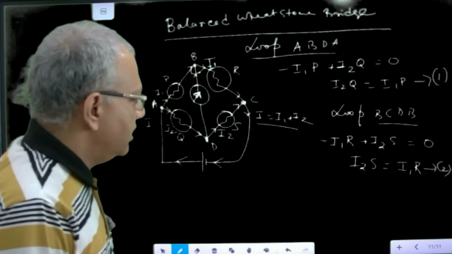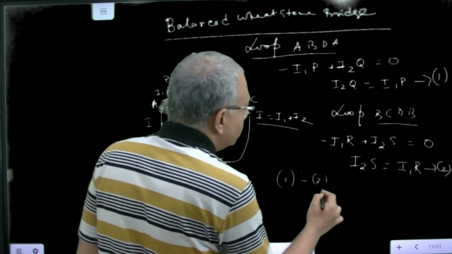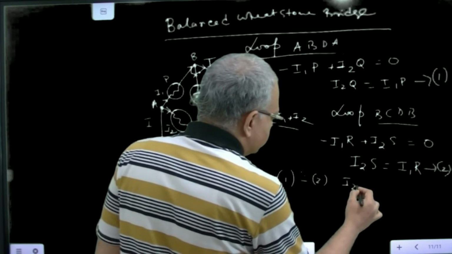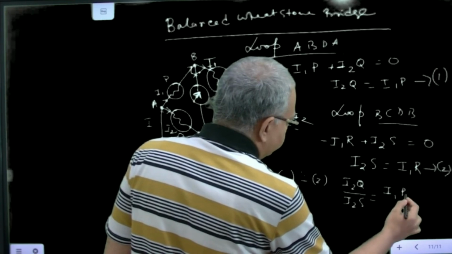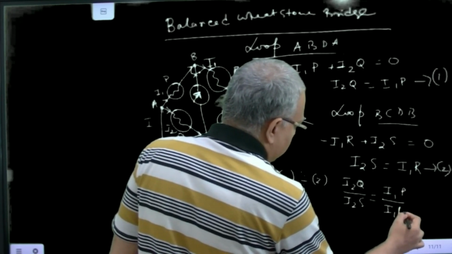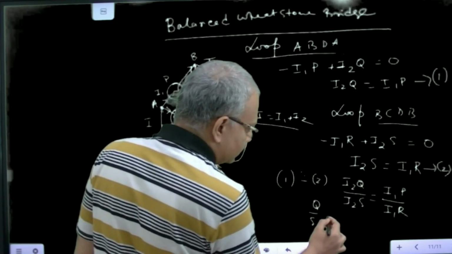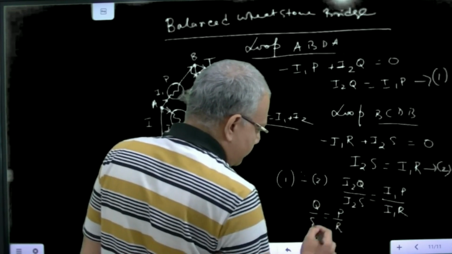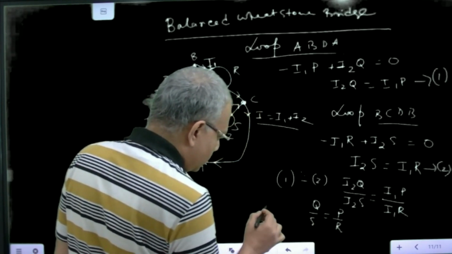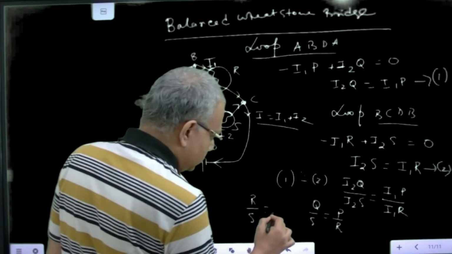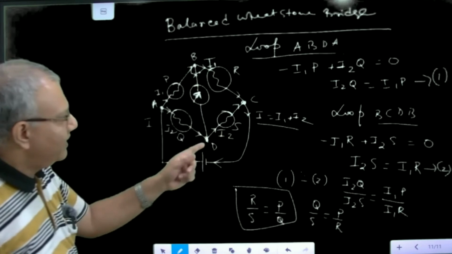Okay. So now, equation number 1 divided by equation number 2, what is the result going to be? I2Q divided by I2S, equals I1P divided by I1R. So we can write, I2 cancelling, I1 cancelling, Q by S is equal to P by R. Therefore, finally, we can write R by S is equal to P by Q. This is the condition for the balanced bridge.